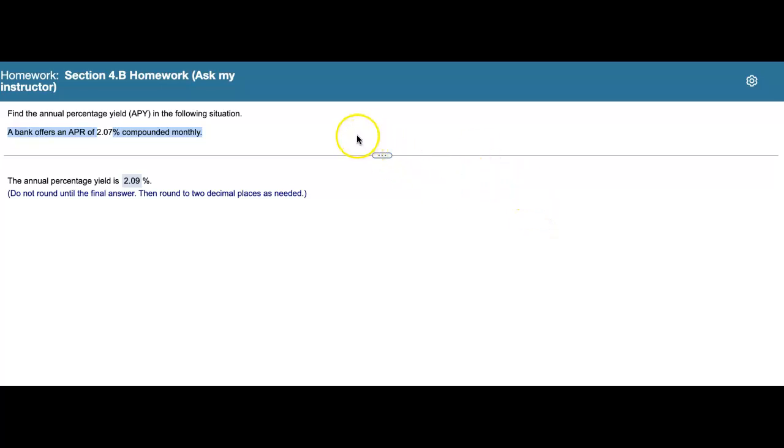In this problem, we're asked to find the annual percentage yield. And to do that, we need to know what the APY formula is. Basically, that's the same thing as when we were finding relative increase. The relative increase formula was to take the new, subtract the original, and then divide by the original.